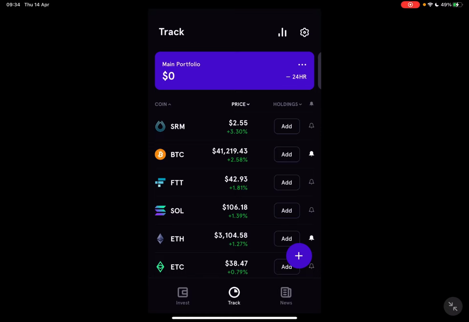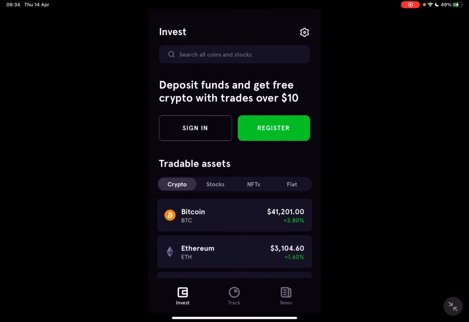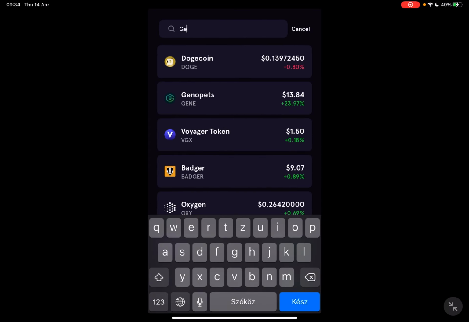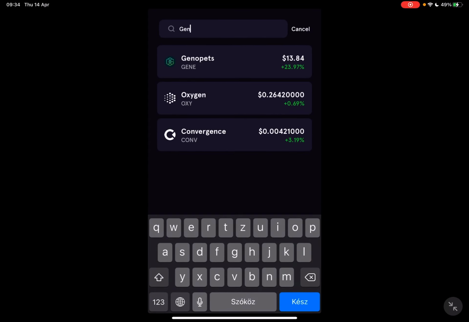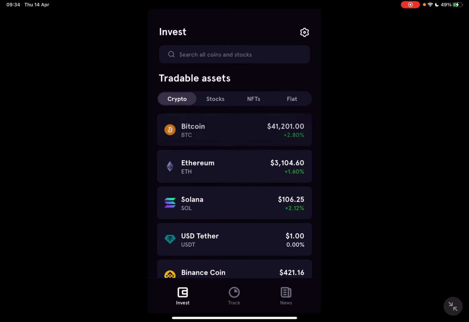First, open the FTX app, then go to the invest section, which is on the left side of the screen. And here, if you want to invest in any cryptos, you can either go to the search bar to find the coin that you are looking for. We are looking for Genopets, but you can also scroll down a little bit to the tradable assets section, and in that to the crypto section.